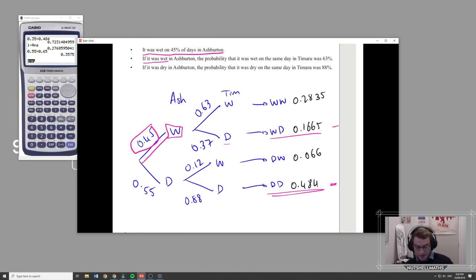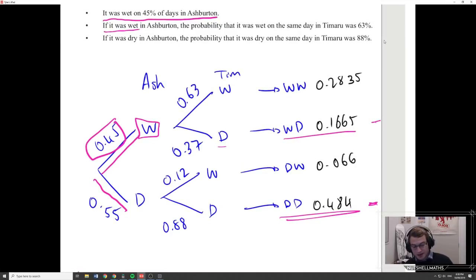If that's wet, then 55% needs to be dry. Okay, sorry, it's small again. Then it says, if it was wet in Ashburton, the probability that it was wet on the same day in Timaru is 63. If it's wet, which is here, then the probability of being wet is 63, which I got from here. And then I do the opposite, 1 minus this to find this. Same thing here. If it was dry in Ashburton, the probability that it was dry on the same day is 88. If it's dry, the probability of being dry is 88. And then you subtract from here. 1 minus this should be this. And you're away laughing. Hopefully that's enough.